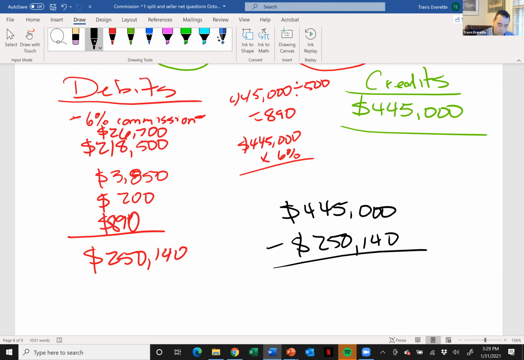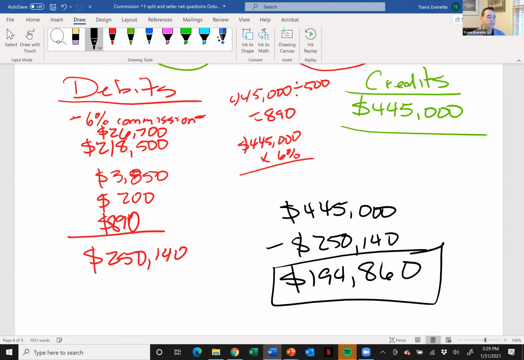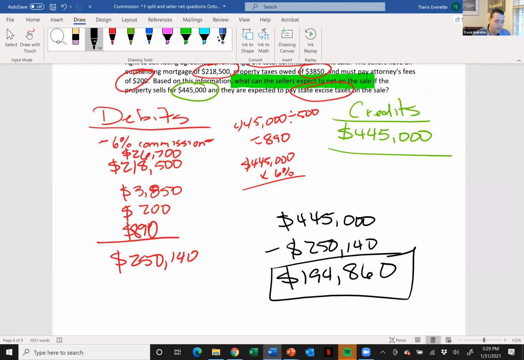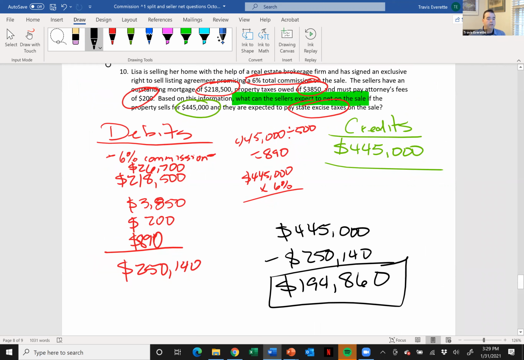I've got $194,860 as what the seller should expect to net on that transaction. $194,860 is what your expected seller net should be on question number 10. Again, it's just when you see that, what can the sellers expect to net? You need debits and credits. You need debits and credits.